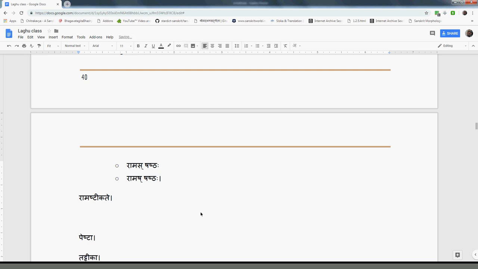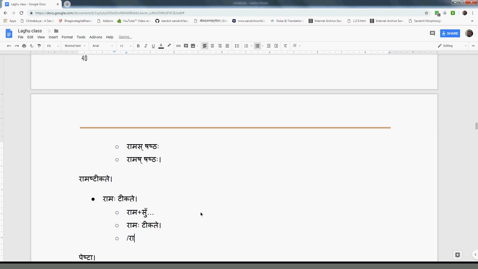Similarly, ramaha tikate. Tik dhatu is gatau, gatyartha dhatu. So ramaha tikate. It's actually rama plus su, and similarly it will become ramas. Either ramaha tikate, or if you apply the sutra of visarjanyasya saha, then ramas tikate will become ramashtikate. So this is an optional form, so I'll mark this optional, otherwise you'll get ramaha tikate. Ramashtikate.